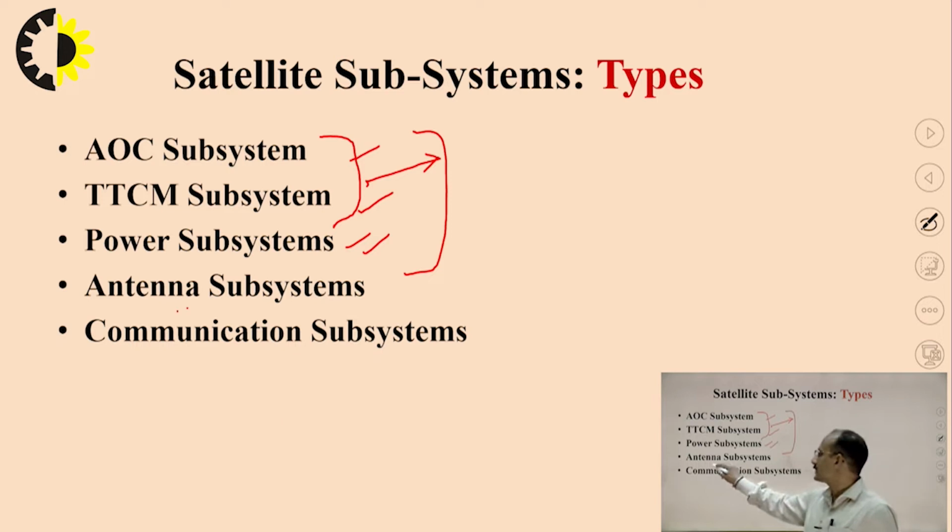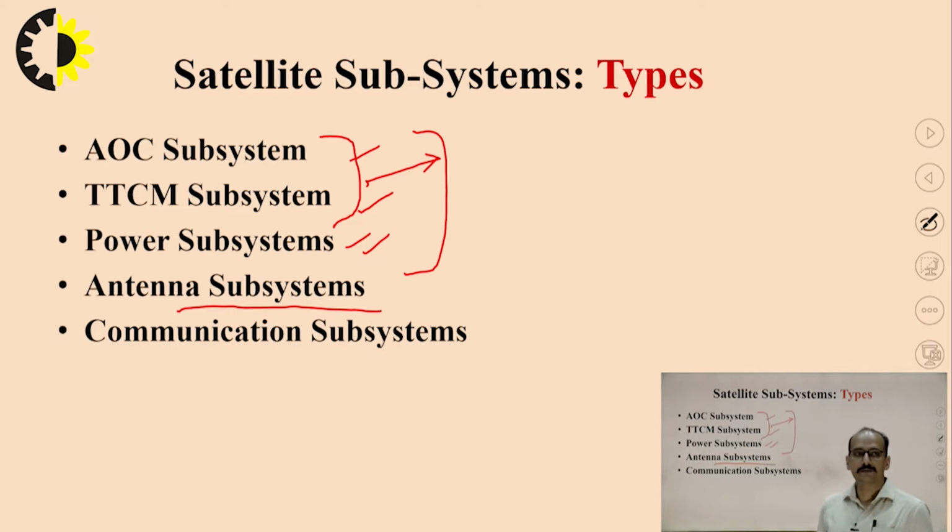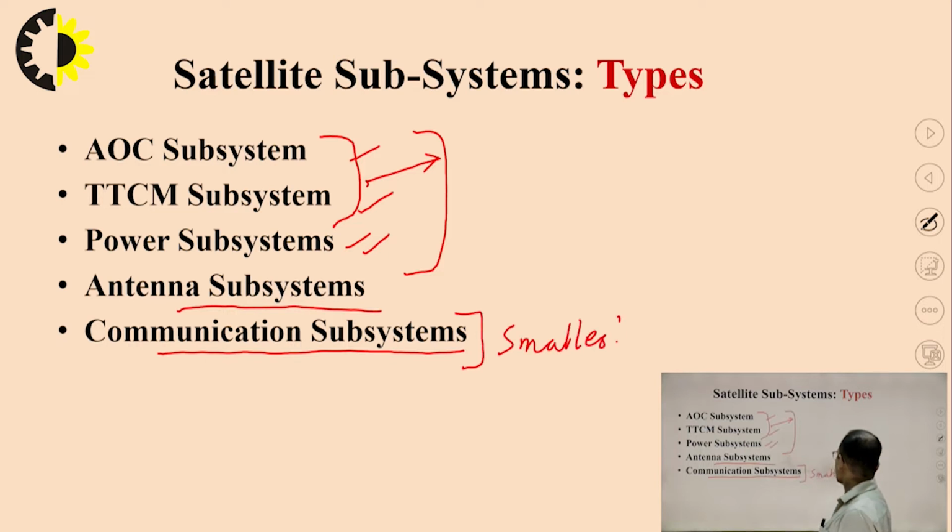Then the antenna subsystem comes into the picture. When we are discussing the satellite subsystems, the communication subsystem is mainly the heart of a satellite. But in terms of weight and other parameters, it is the smallest subsystem of a satellite. But it plays the main important role of communication, and actually all the revenue generated by a satellite comes from this communication subsystem.